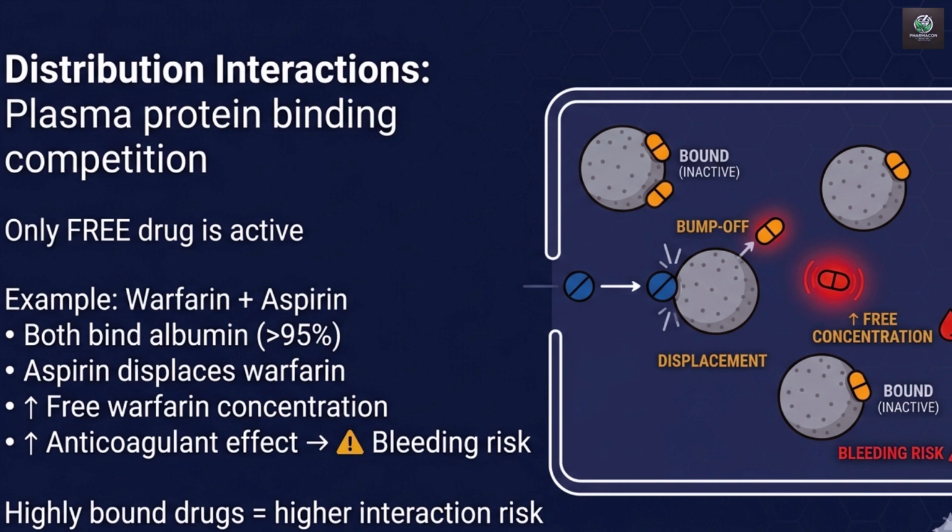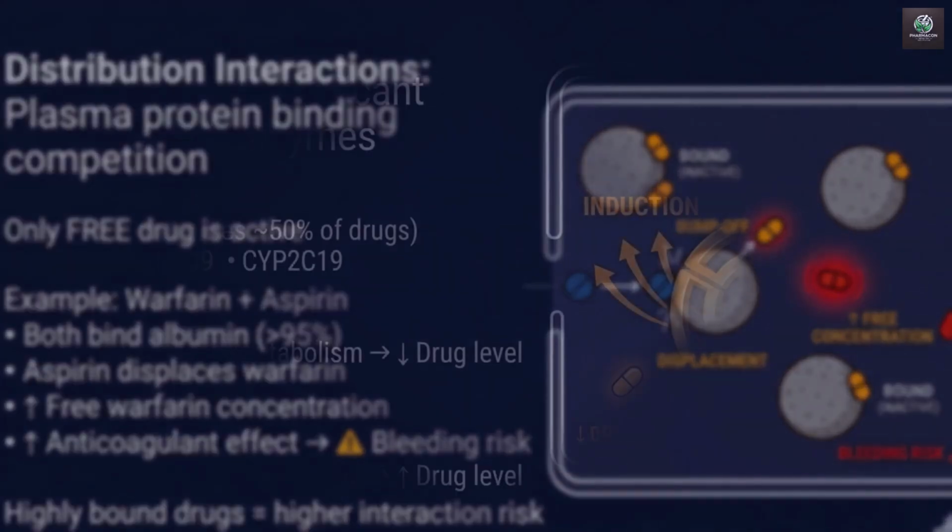A classic example is the interaction between warfarin and aspirin. Both drugs are highly bound to albumin. Aspirin can displace warfarin from its binding sites, increasing the free concentration of warfarin and enhancing its anticoagulant effect, which significantly raises the risk of serious bleeding.